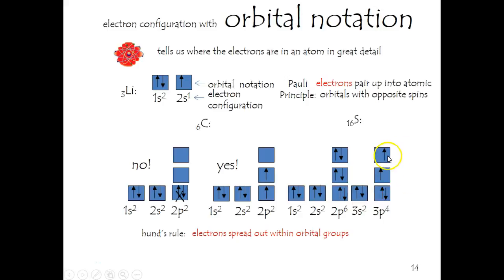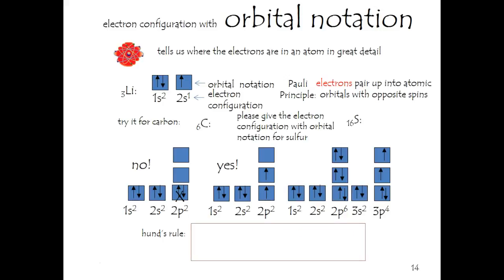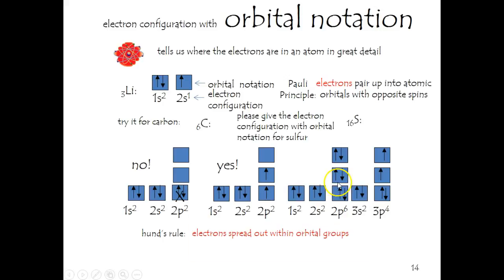And this correctly predicts that sulfur often forms 2 bonds. Since there are d electrons available that are unoccupied once you get to the 3rd shell, it gets a little more complicated than that. But that is the electron configuration with orbital notation for sulfur. Hund's rule says electrons spread out within orbital groups.